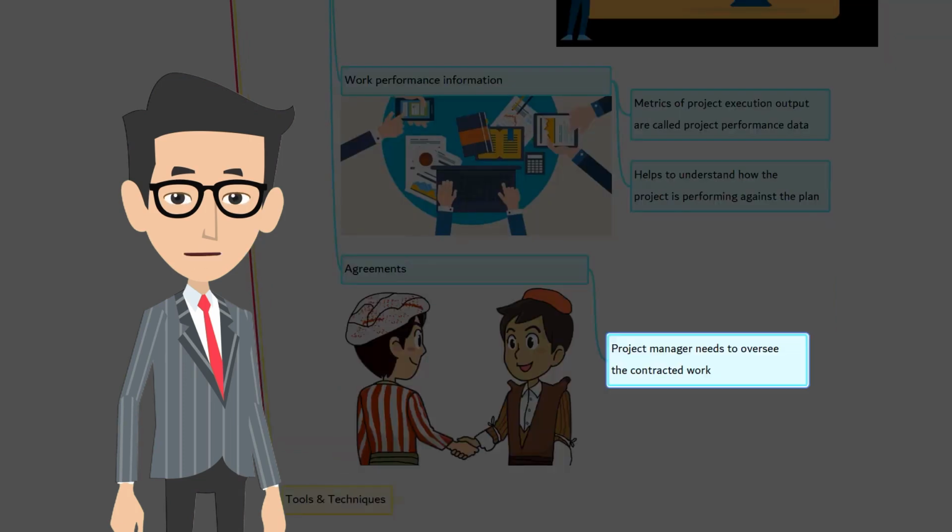Agreements. If the project has an outsourced part of work, the project manager needs to oversee the contracted work to make certain that all the agreements meet the specific needs of the project while adhering to organization procurement policies.